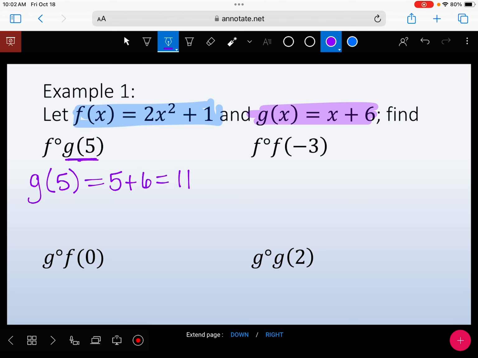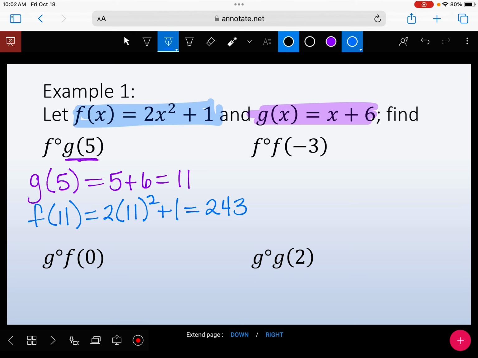Now I'm going to take that answer that I got from step 1 and put that into the f function. So I'm going to find f of 11, which would be 2 times 11 squared plus 1. If you type that in your calculator, you get 243. So your final answer that I would be looking for is 243.